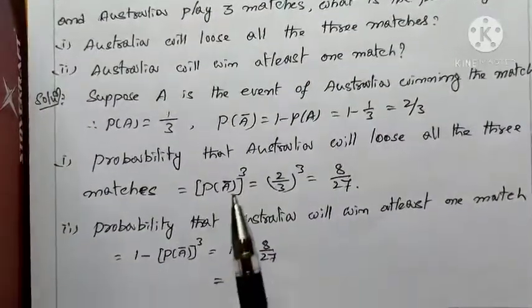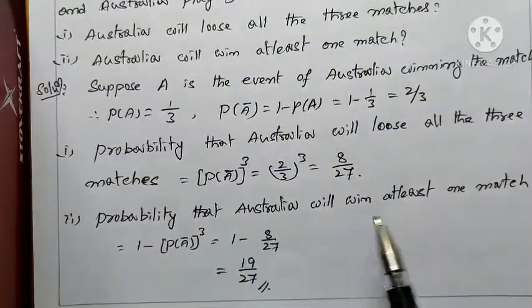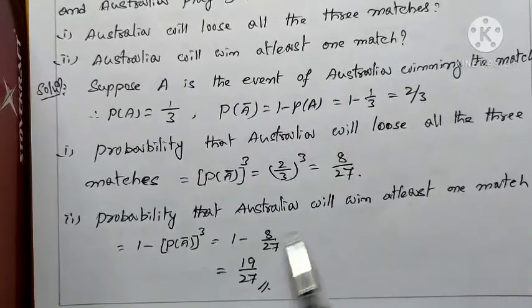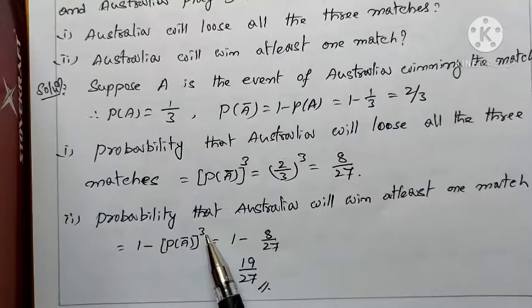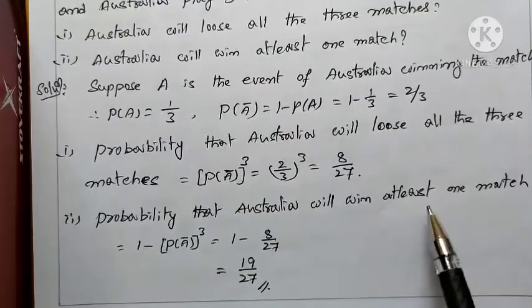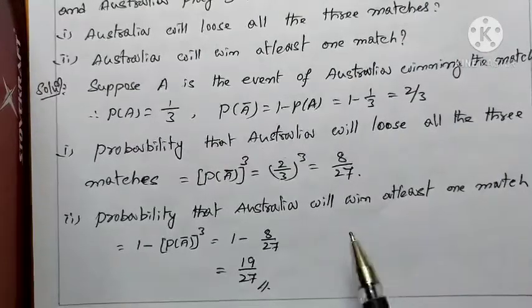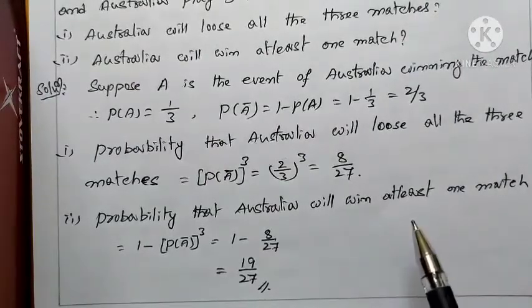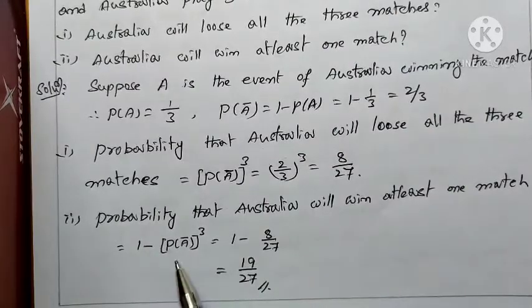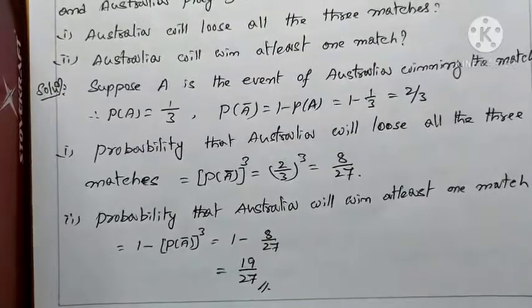Second one, probability that Australia will win at least one match is equal to 1 − P(A')³, that is equal to 1 − 8/27, that is 19/27. Here, Australia will win 1 match, 2 matches or 3 matches. At least 1 means 1 or more than 1. So that's why we are writing 1 − P(A')³, that is equal to 1 − 8/27, that is equal to 19/27.